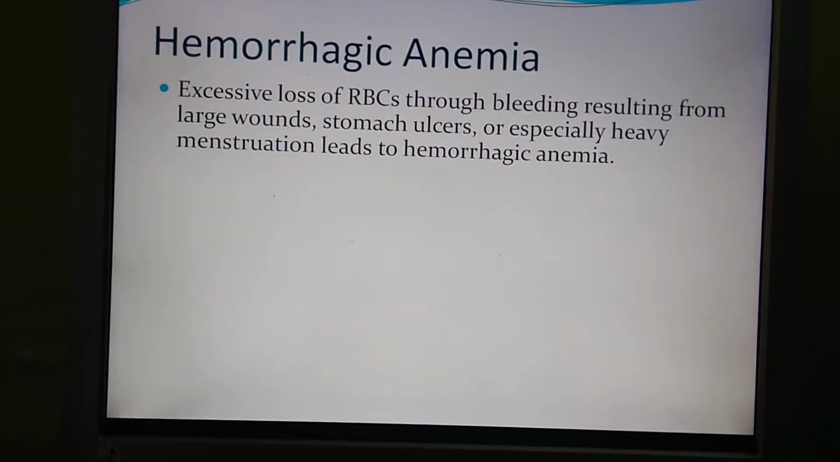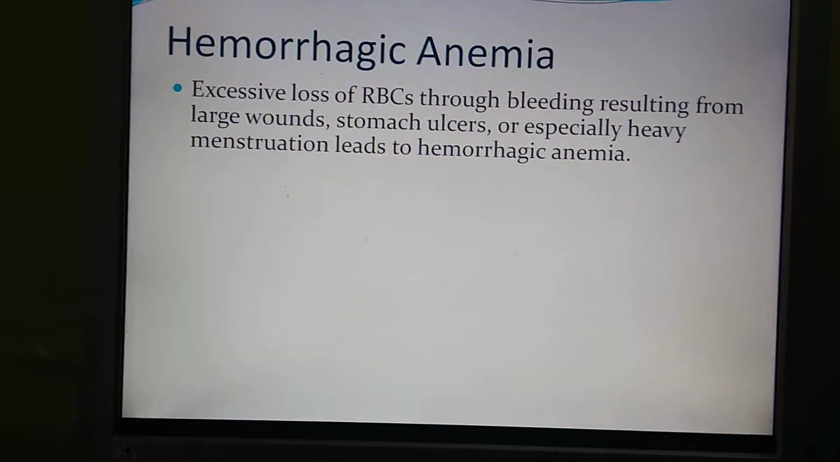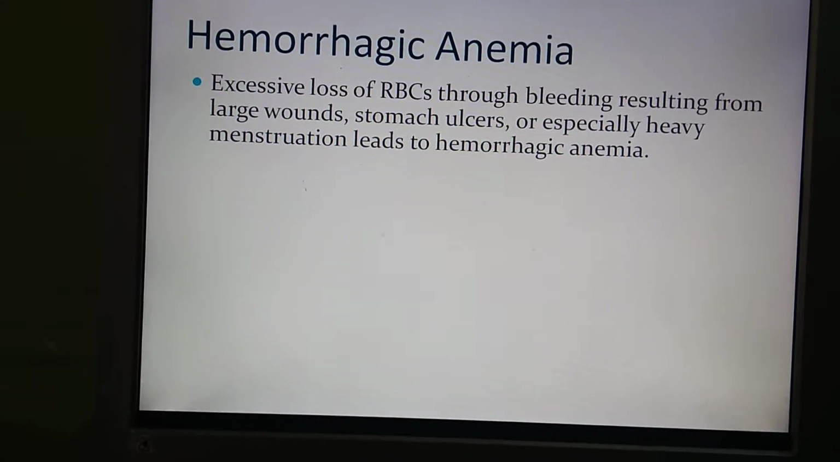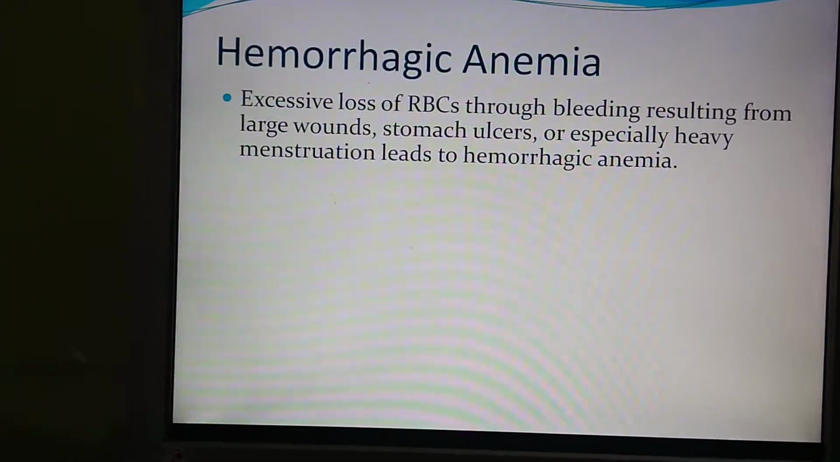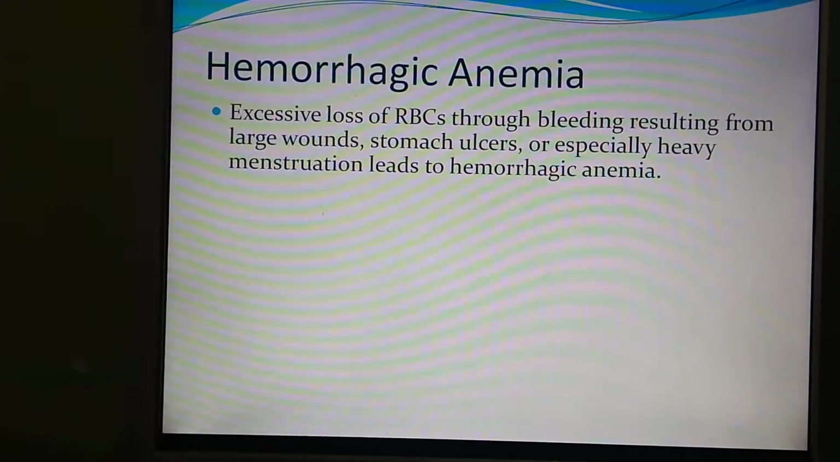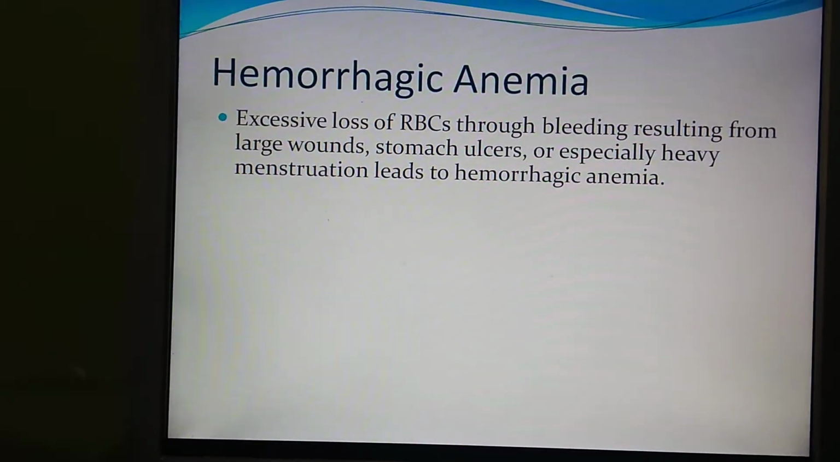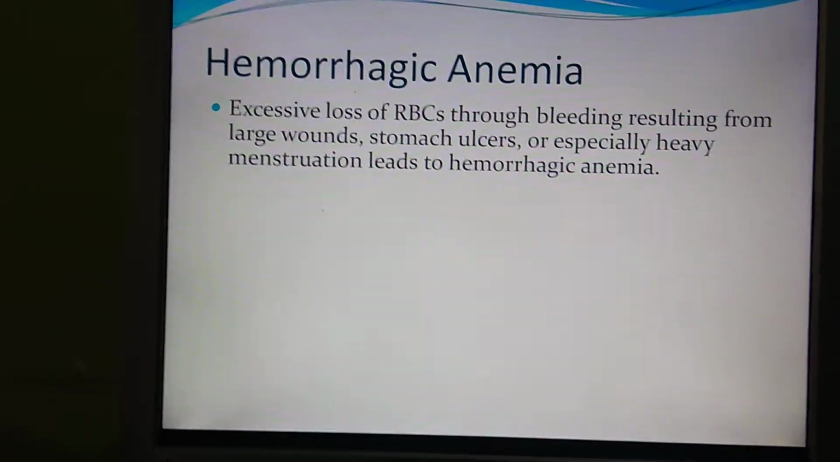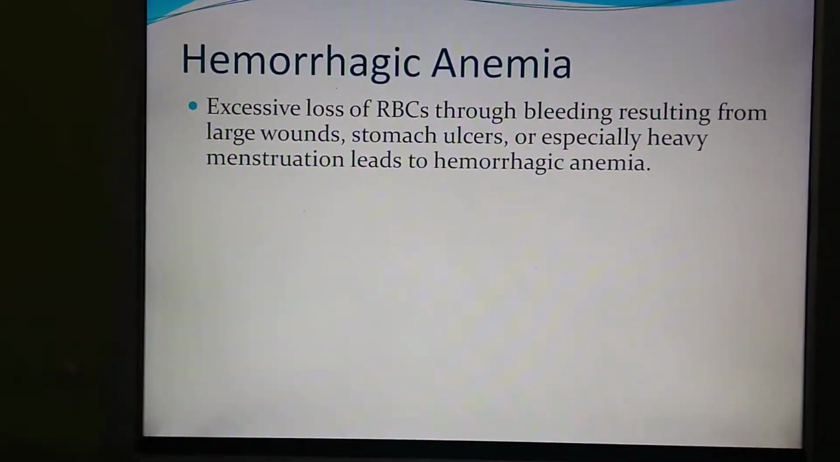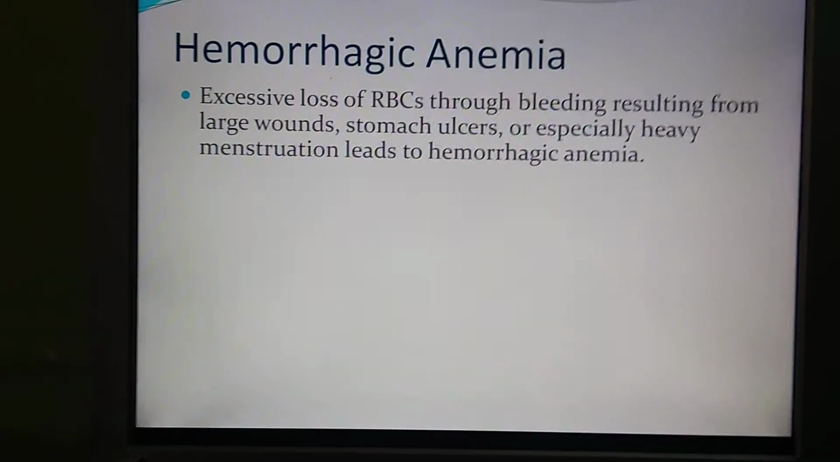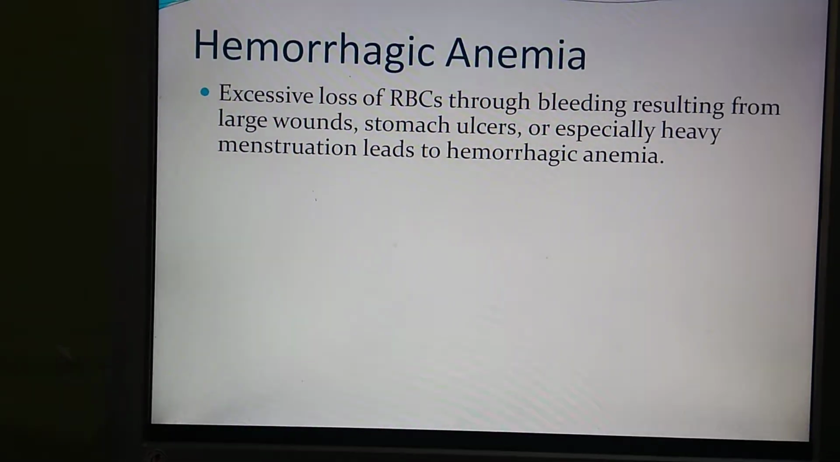Next is hemorrhagic anemia. Whenever there is hemorrhage or bleeding, excessive loss of RBCs through bleeding resulting from a large wound, stomach ulcers, or especially heavy menstruation leads to hemorrhagic anemia. Here also the RBC count and hemoglobin count come down.